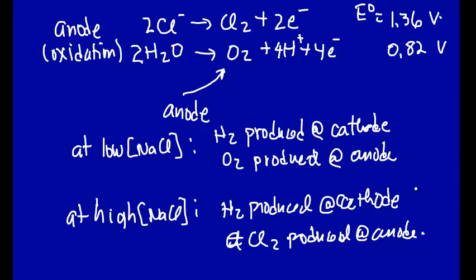But basically, you do the experiment, and at high concentration, you produce chlorine gas instead of oxygen. H2 and O2 are produced at low sodium chloride concentration. It is as if you didn't have sodium chloride present there. All right, so there's the dirty laundry of chemistry.